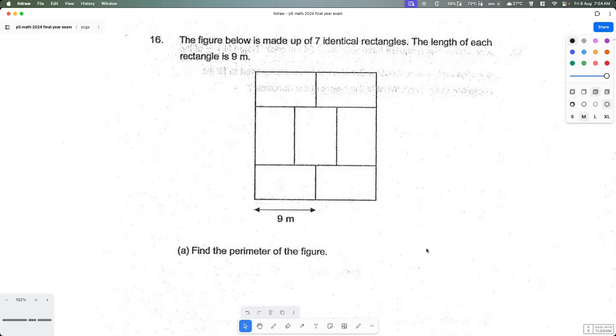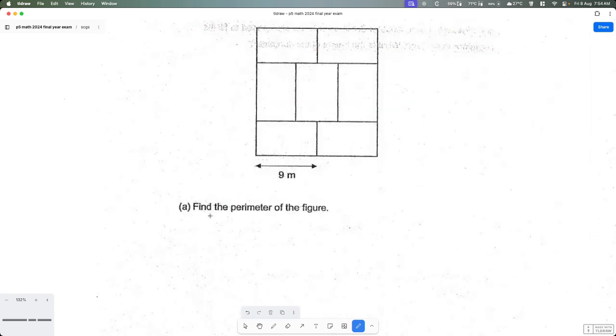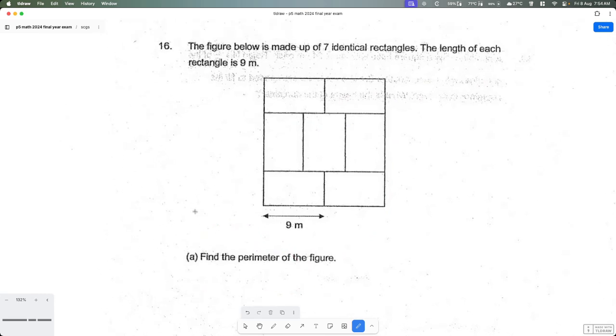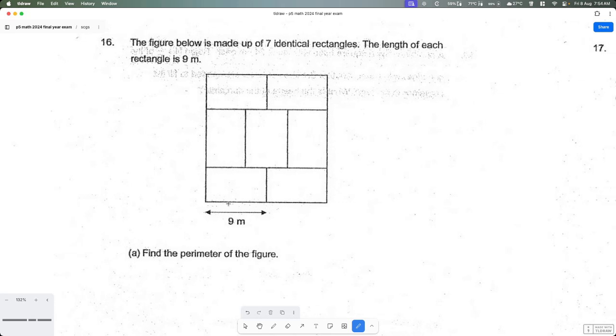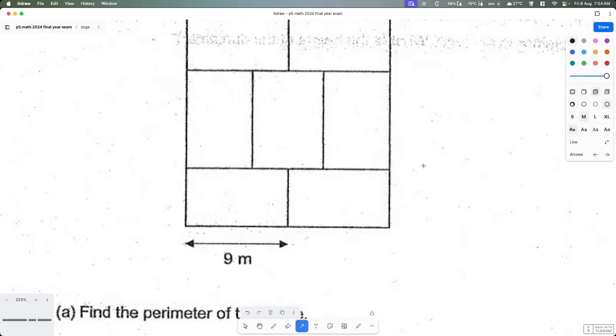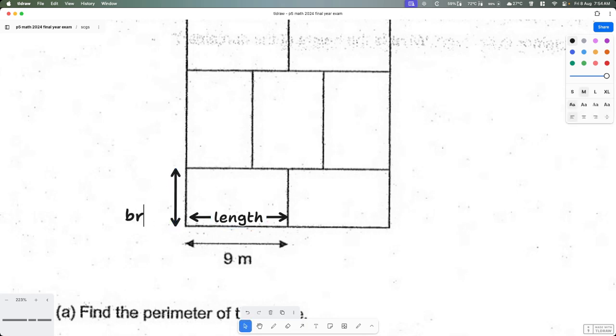Question 16. The figure below is made out of 7 identical rectangles. The length of each rectangle is 9 meters. Find the perimeter of the figure over here. So we have length and breadth. So 9 meters, we have our length over here. Length. And then we also have our breadth. Breadth. That means this thing over here, since it's identical, this is also the length, right?